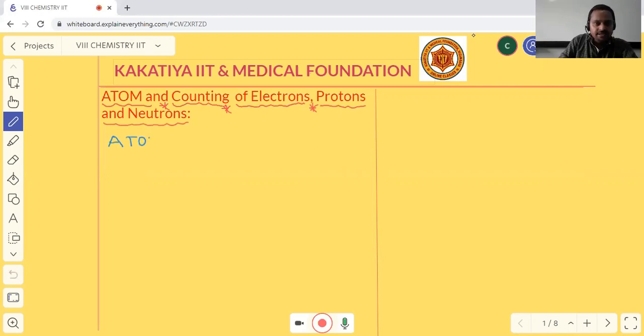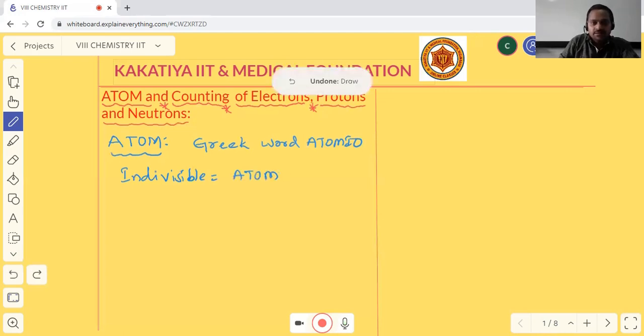This word atom came from a Greek word, atomio. This word is given by John Dalton. According to John Dalton, atomio means indivisible, so we cannot divide it further. So that is the atom, according to John Dalton.